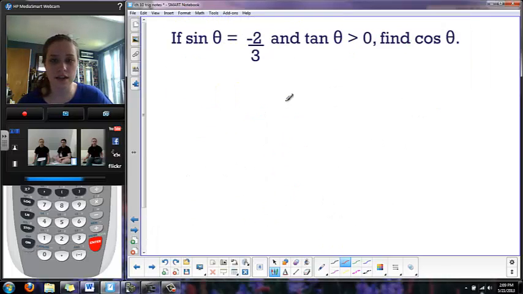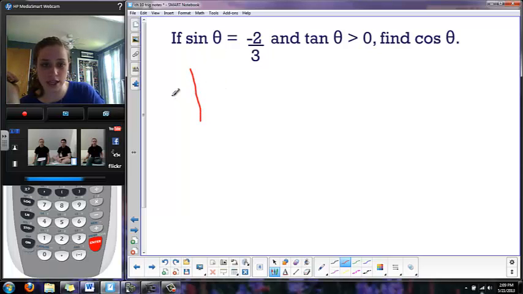Okay, if sine theta is equal to negative 2/3 and tangent theta is greater than 0, find out what cosine theta is. There are two different clues here. Sine theta is negative and tangent theta is positive. The reason it gives you those two pieces of information is so that you can figure out what quadrant you're in, so you know if cosine is going to be positive or negative.